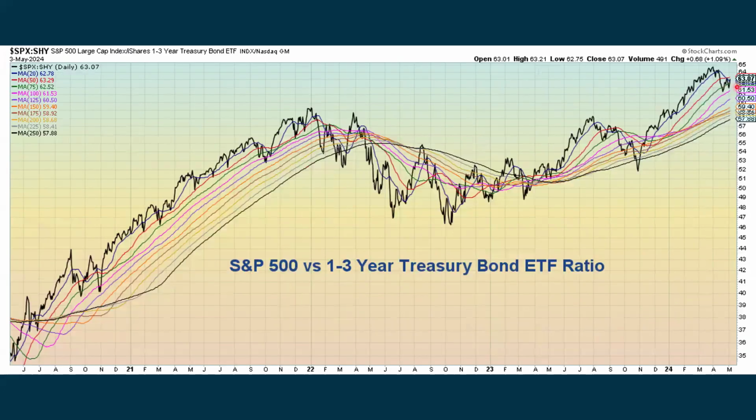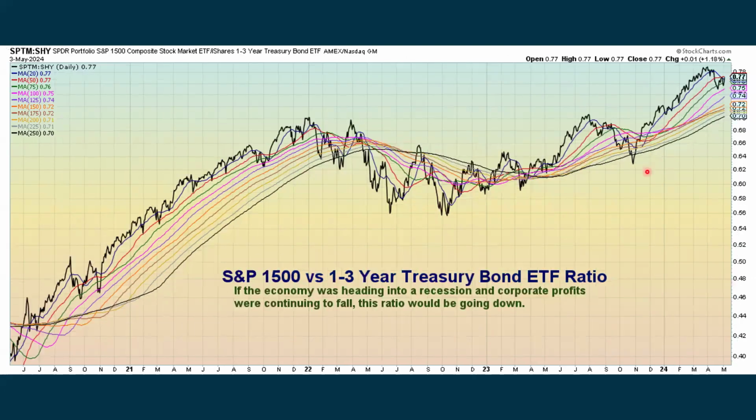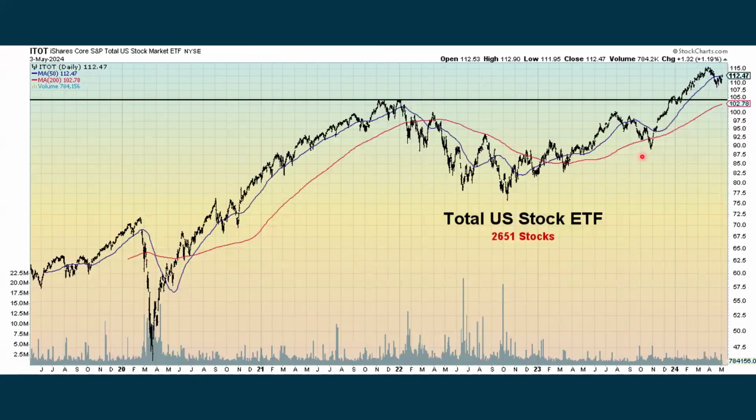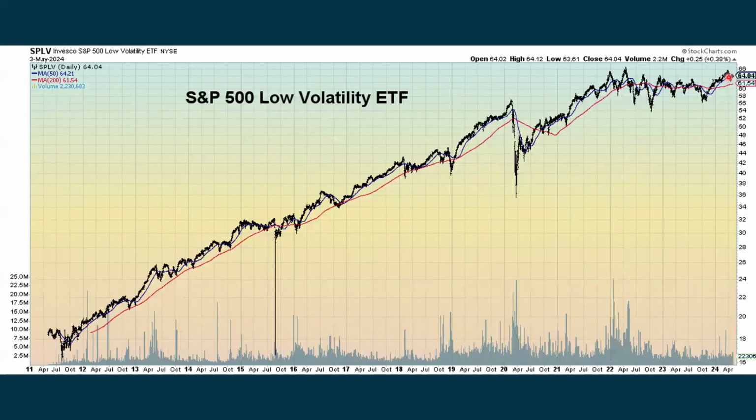Here's the S&P compared with bonds. Had been seeing stocks pulling back, and now they're starting to show some improvement. Here's a broader market measure of S&P 1500 stocks compared with shorter term bonds, also starting to show some improvement. Here's another broad market measure with further out bonds, continuing to show some improvement. Total US stock ETF coming right back up to its 50-period moving average.